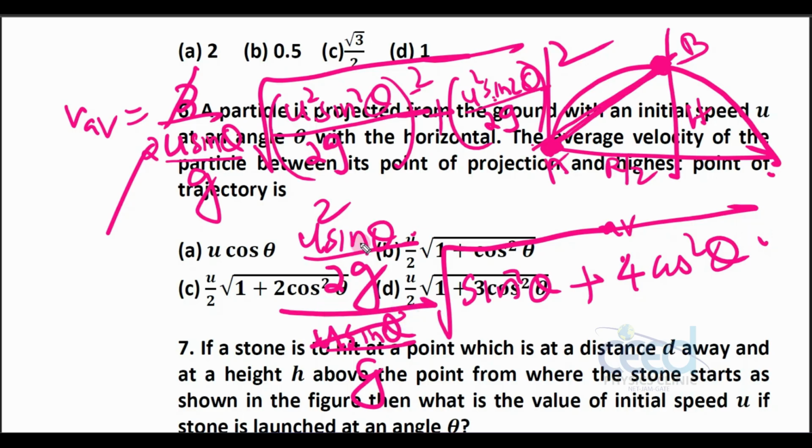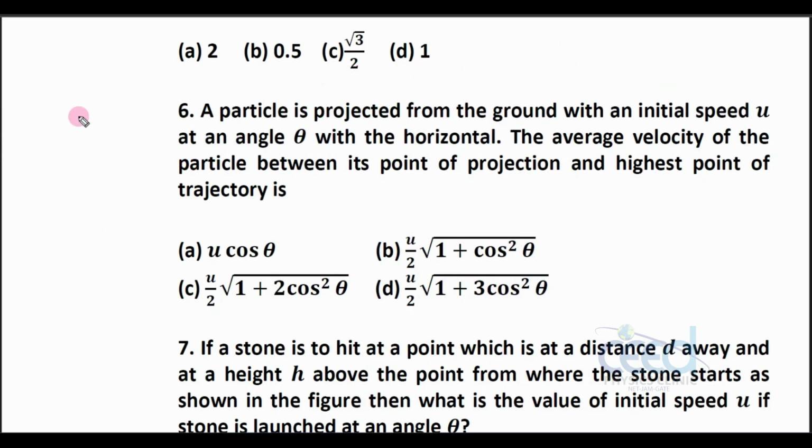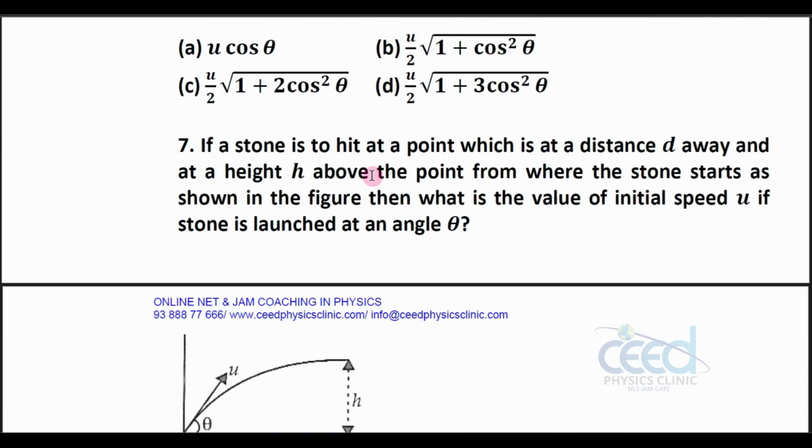This u sin theta, here u sin theta, this g. Then u by 2 only pending. Sin square theta plus cos square theta is 1. Then 1 plus 3 cos square theta. Right? Then u by 2 into root of 1 plus 3 cos square theta. Am I right? Alright. Now let us go to another question.